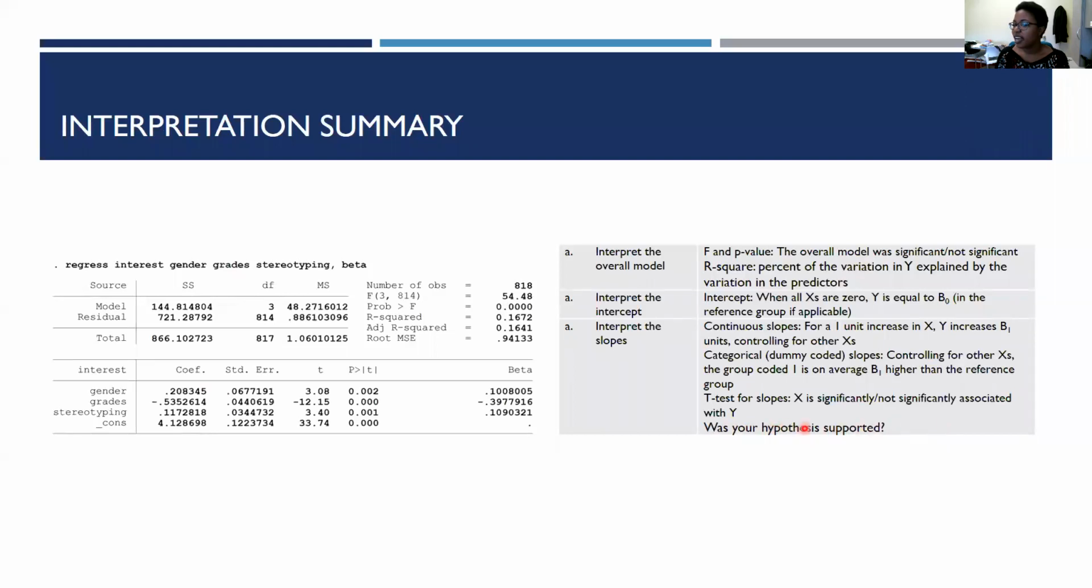All right, and then if we had a hypothesis here, we would check to see whether our hypothesis was supported. When you're checking this, you've got to make sure that you're looking at both the sign of the effect as well as whether it's significant or not. So if we had predicted that higher grades are associated with higher interest, then even though it's significant, it would not support our hypothesis because we're seeing that higher grades are associated with lower interest. So you've got to double check that your hypothesis, both the sign and the significance, is matching what your actual data is showing you. So that's the interpretation.